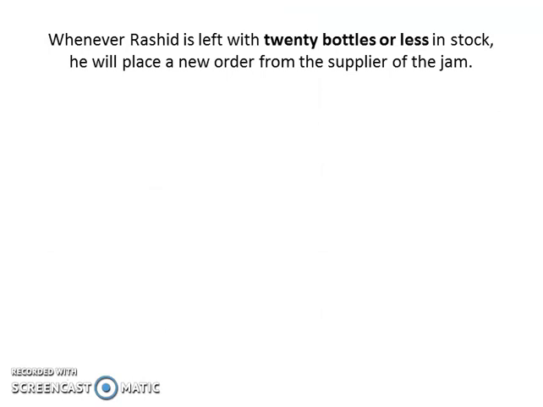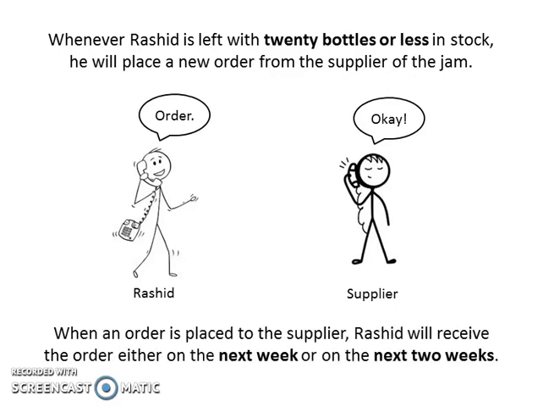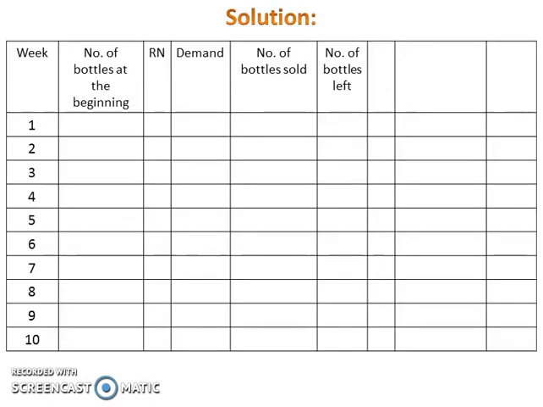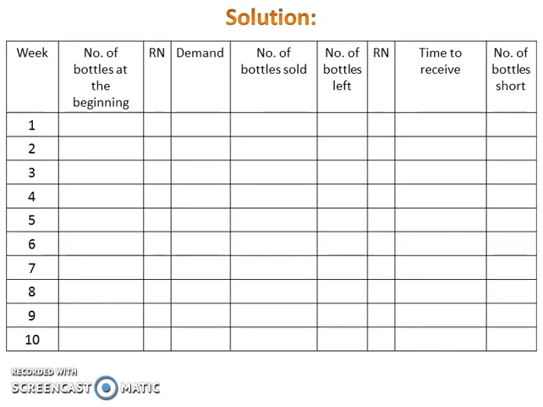Whenever Rashid is left with 20 bottles or less in stock, he will place a new order from the supplier of the gem. When an order is placed to the supplier, Rashid will receive the order either on the next week or on the next 2 weeks. So, we need a column for time to receive order. But since time to receive order is a variable, we must first put a column for random number before a column for time to receive order. The gems could be out of stock. So, put a column for number of bottles of gems that are out of stock, or number of bottles of gems short.